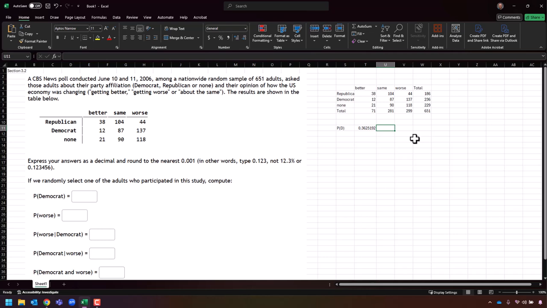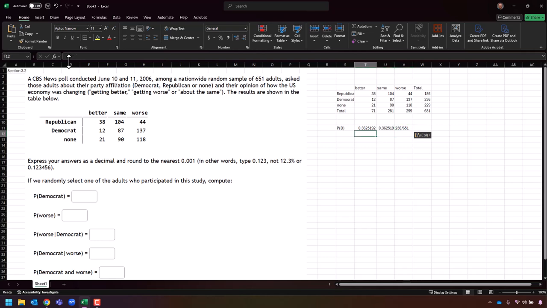And if you want to do some work here, you could do 236. I think I put a minus there. Oops. Equals 236 divided by 651. So I just wanted you to see that those are the same. A lot of times I just click the cells, but I kind of want to have you have this work here so you can see it.